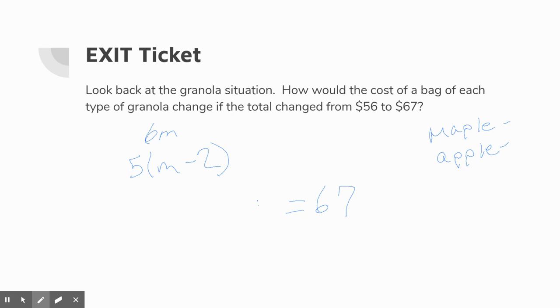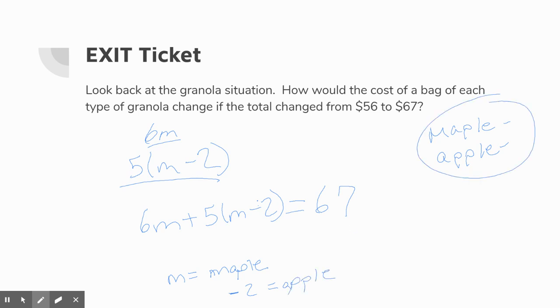So that's what you're going to do. You're going to take the parts that we already made, you're going to create your equation, and you're going to solve it. And remember, M equals maple. And then you'll still have to subtract $2 from that to equal apple. And then you're going to get your answers over here, and you're going to input your answers into the Schoology exit ticket.